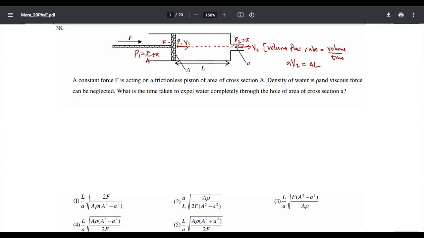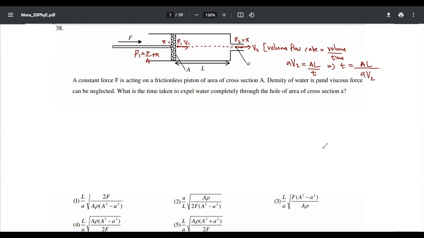This part is a small part, so I think we can ignore it, they have not given this length, people. A into L is the total volume, so that entire volume should be taken out at a given time. That time is only T. So if you want to find T, all I need is AL divided by simple A V2.